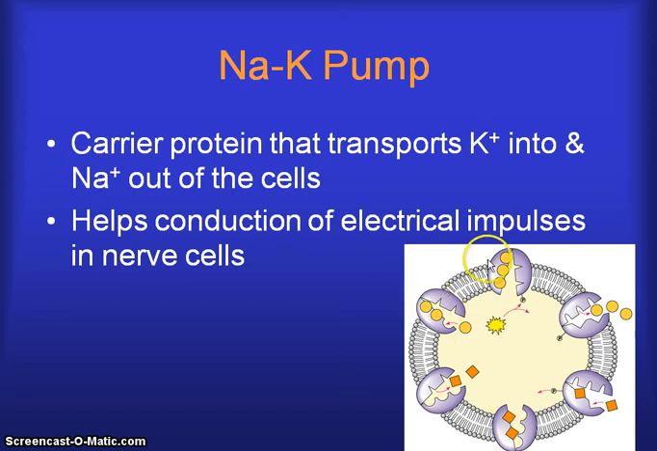It's important that we keep the levels of potassium and sodium to what they should be in the cell in order to help the conduction of our electrical impulses in our nerve cells. So to make our nerve cells function quickly and efficiently, we need to make sure that the potassium and sodium levels are regulated properly, and that sodium-potassium pump is what helps us do that.